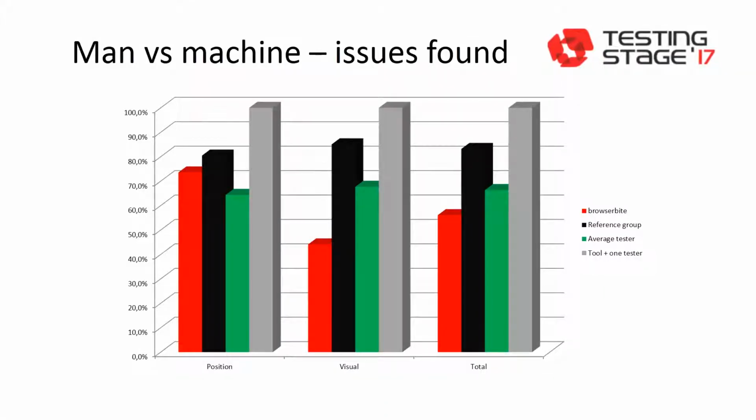The red column is basically the computer. The black column is a reference group, which means it's all the testers we used combined. So this was crowdsourcing. The green one is the average tester, so one tester alone, one man army. And the gray one was where the tool first ran through it and presented a report, and the manual tester would thoroughly go through the results.